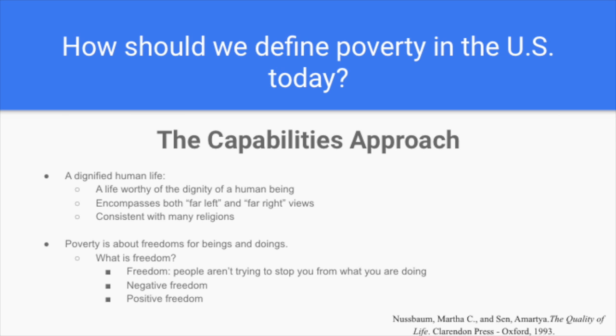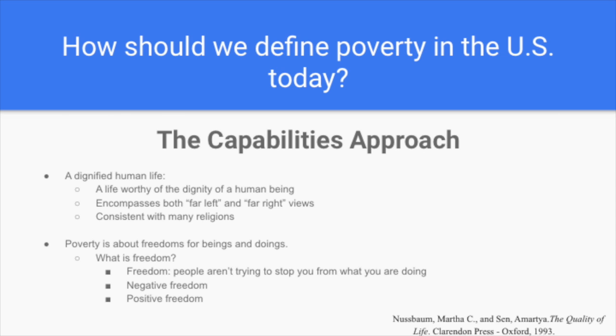Since it is a liberal approach, it encompasses both far left and far right views. It is an explanation of the ways the government ought to be that is not predicted by a specific religion or perceptions of the good, but is consistent with many religions. According to the capabilities approach, poverty is about freedom for beings and doings.